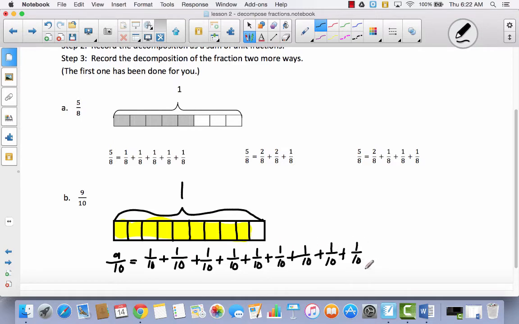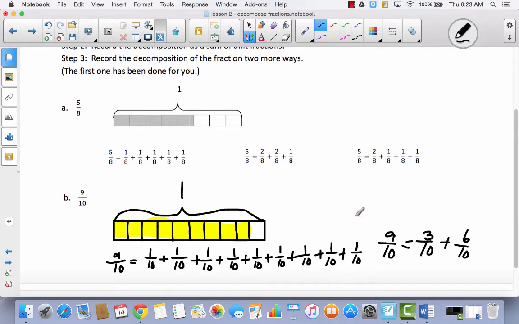Now I have to do it 2 other ways. I'm going to write up here because I'm kind of running out of room. I've got room to do one right here. So what if I decided to do 9/10 equals 3/10 plus 6/10? So I could do 3 of these together and then the rest of them together.